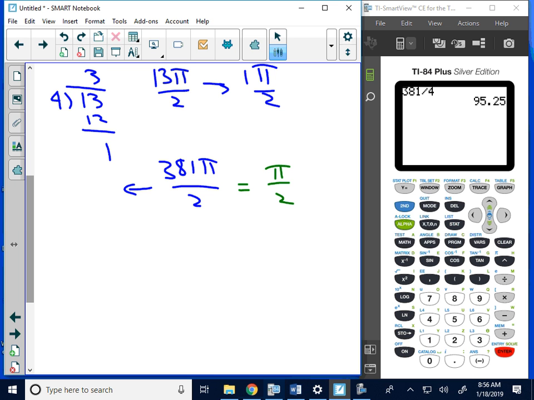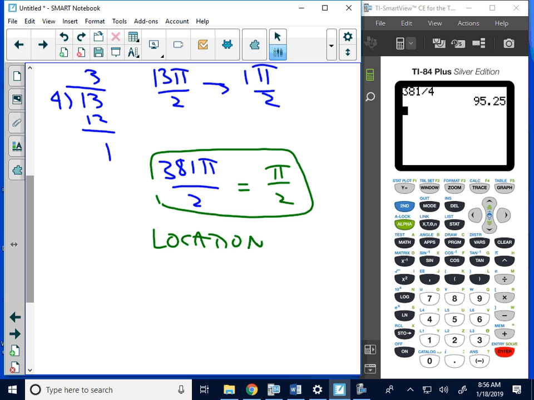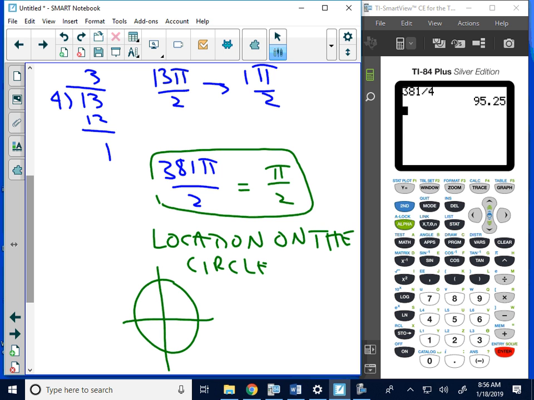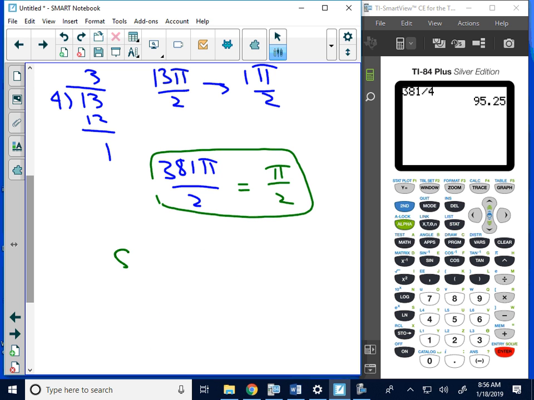Now, this statement is sort of bogus. Those numbers are obviously not the same, but the location on the circle is the same. Both of these are going to end up at the top of the circle. So what is the same is the sine value for these guys. And so if I said, what is the sine of 381 pi over 2, that's going to be the same as the sine of pi over 2. And hopefully we know the sine of pi over 2 is 1.